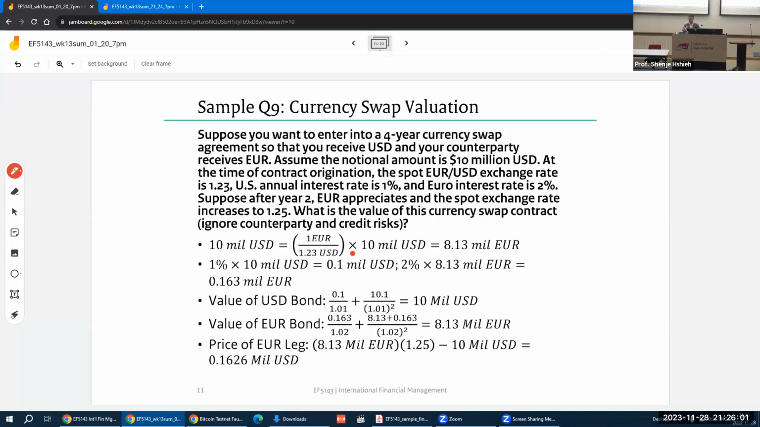So yeah, outflow is called a leg, and the inflow is called another leg. Okay, all right, so let's look at this question.